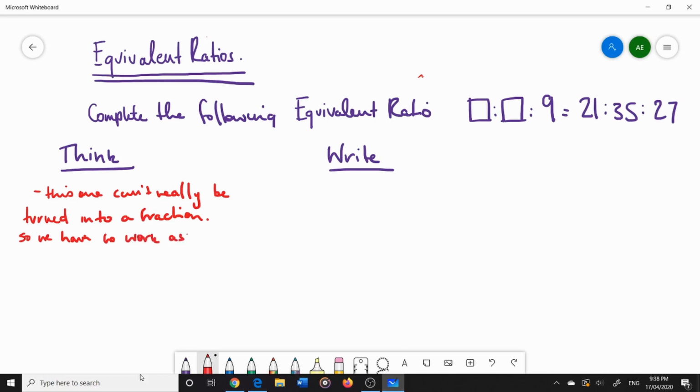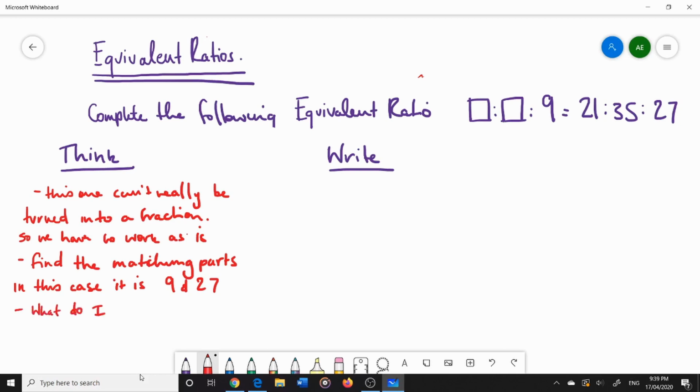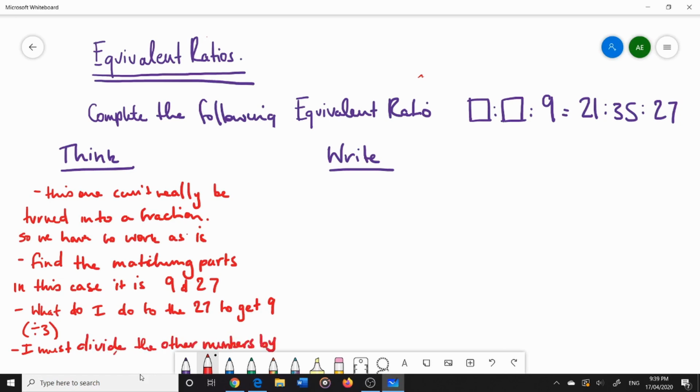Now the key with this one is to find the matching parts, and we have 9 is to 27. Remember, these are ordered. We need to make sure we keep them in order. And the question we then ask ourselves is, well, what did I do to the 27 to get 9? Or what do I do to the 9 to get 27? Now, in this case, we have the larger numbers available to us, so we're going to go from large to small, which means we're going to divide in this case. If I was going from small to large, I would multiply.